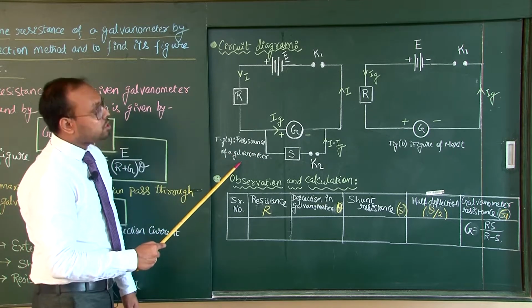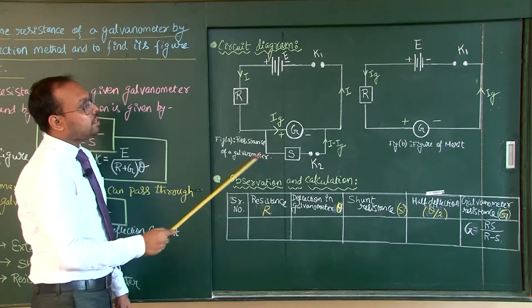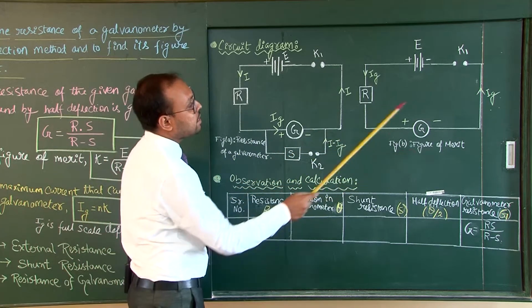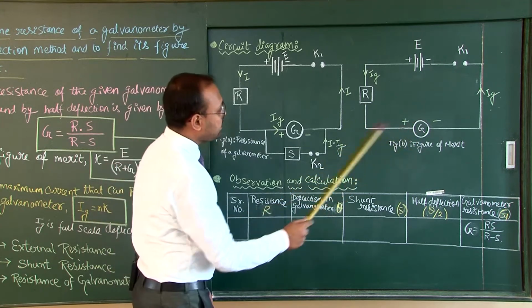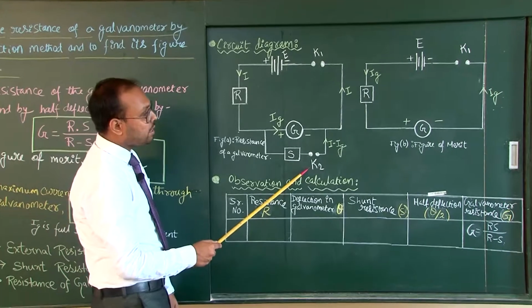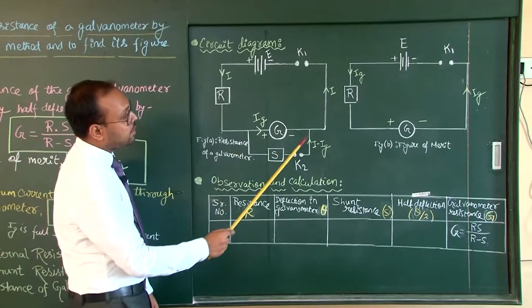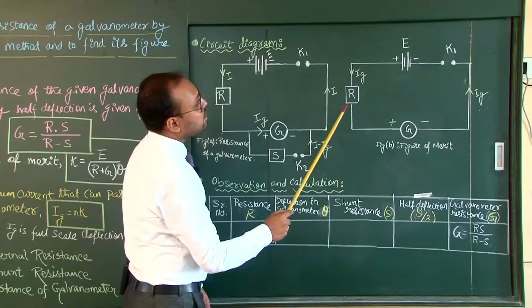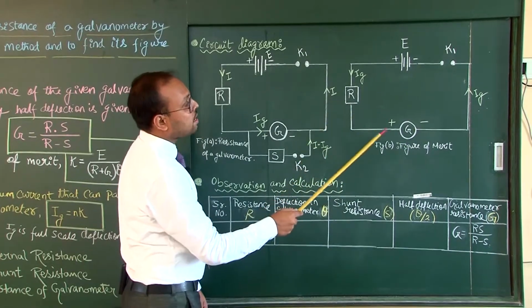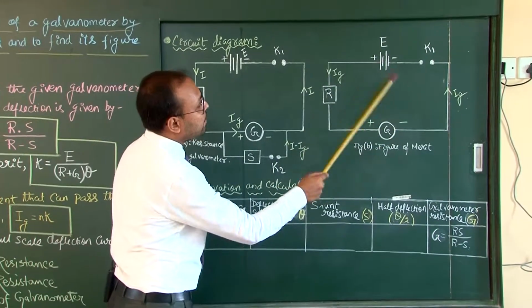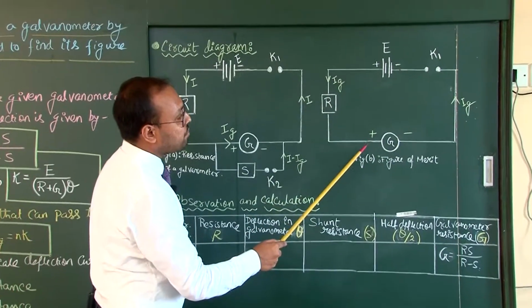Now, after calculation of capital G by the half deflection method, we need this second circuit. The second circuit is called the figure of merit circuit. In this circuit, this K2 will be left open. If I open this, then this arrangement will be off, so there will be no connection here. So, simply we can see one resistance box and the galvanometer resistance G connected in series. With the help of this, we will be calculating the figure of merit.